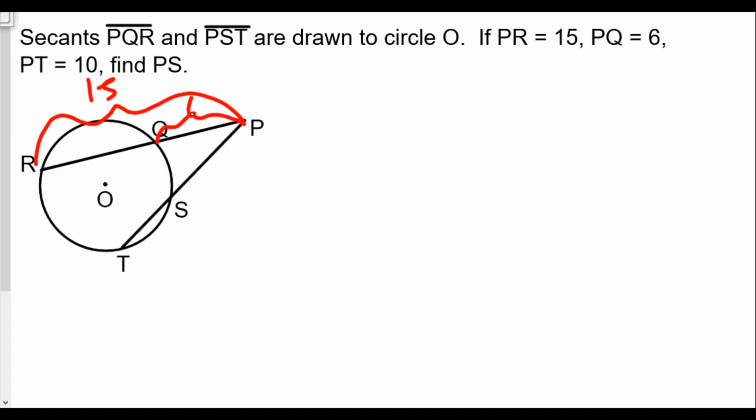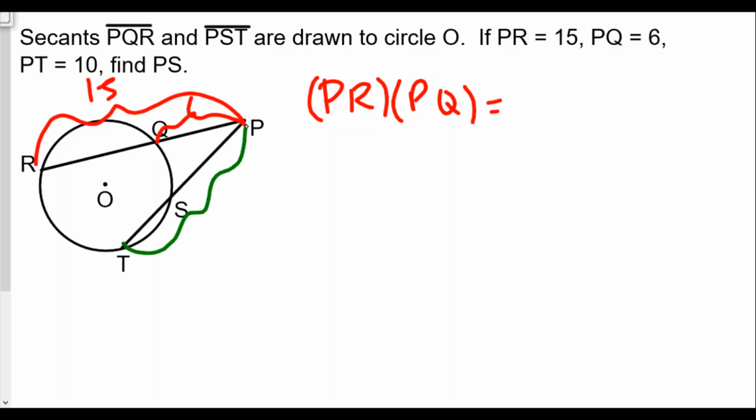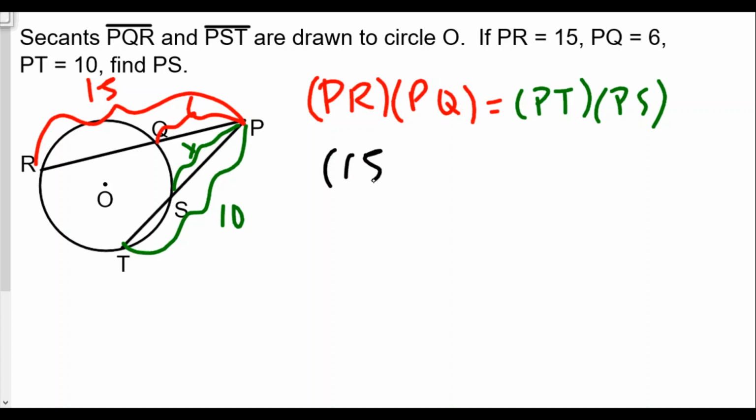So it's the whole segment PR times the outside part, which is PQ, is equal to the whole segment, the secant segment, in this case PT, and PT is 10. So PT times the outside part, which is PS, which we don't know. So we can call it X if we want to. And so now we'll fill in the information. Again, I like writing everything out so that I know what equation I'm going to be using. So I have 15 times 6 is equal to 10 times X.